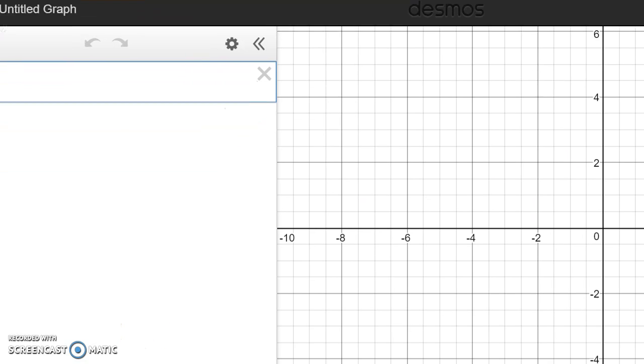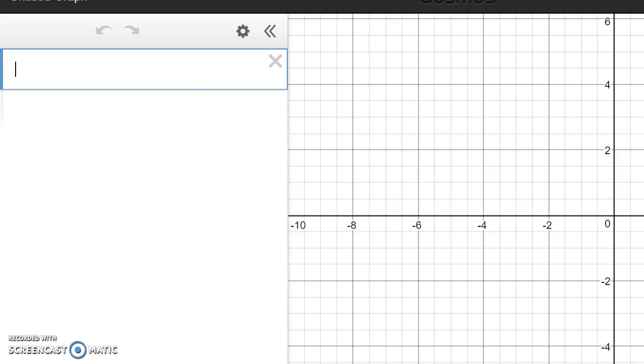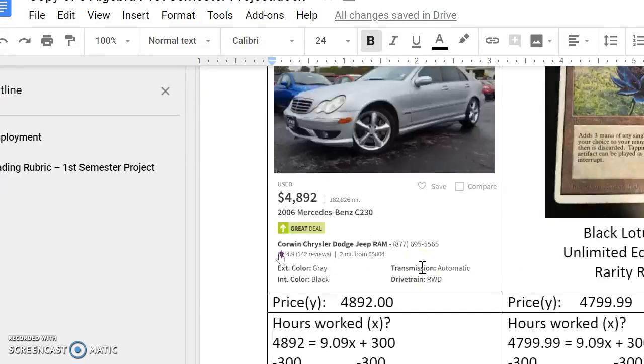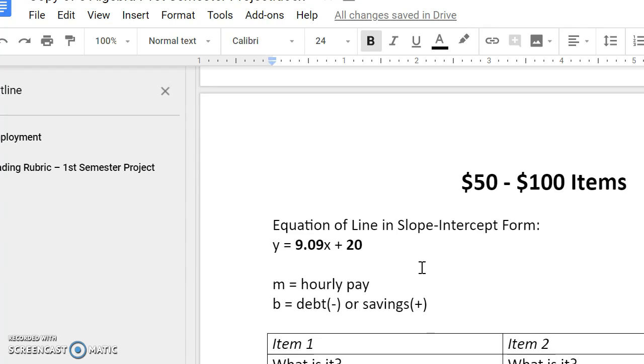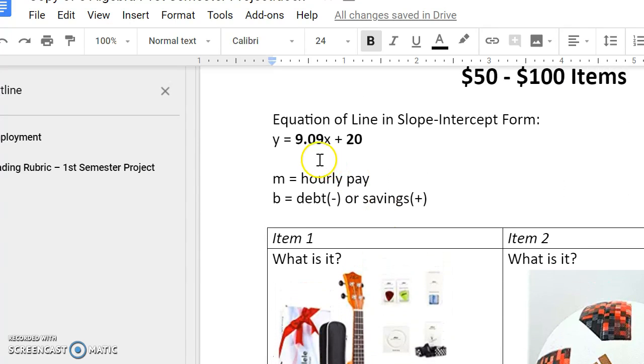In my project, I had 3 different equations. Scroll way up. There's my first equation. Look, I got $9.09 an hour for my slope, and I took $20 out of savings for my first 2 items. Now, if you took $20 out for the whole project, you're only going to have that one equation to put in. All right, so I'm going to put in that equation. I don't think I can copy and paste, but I'm going to give it a try right in front of your eyes right now.